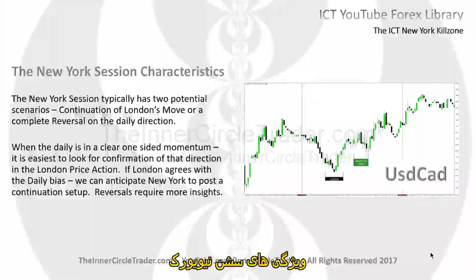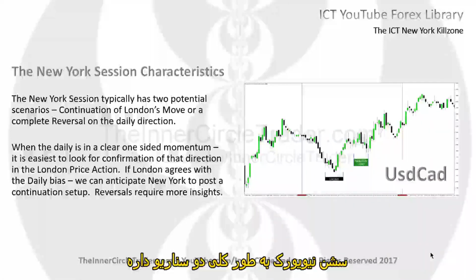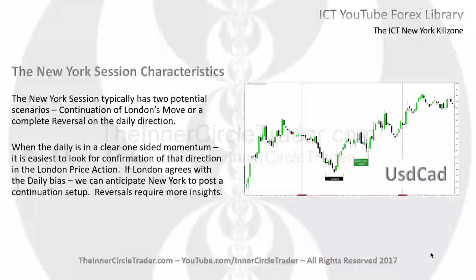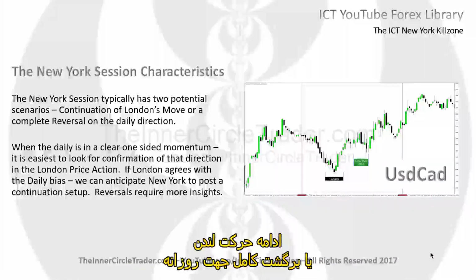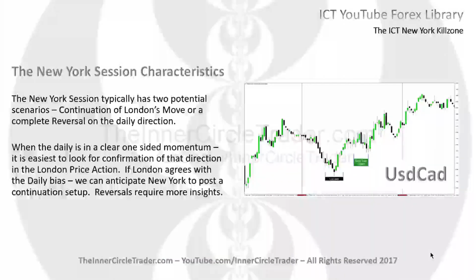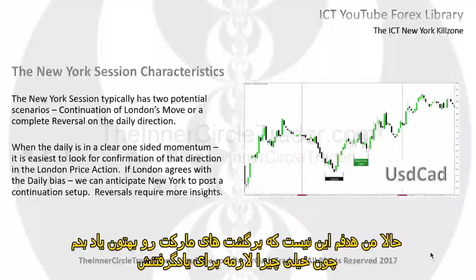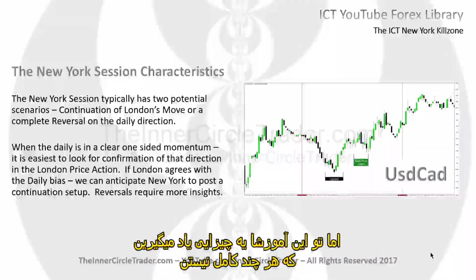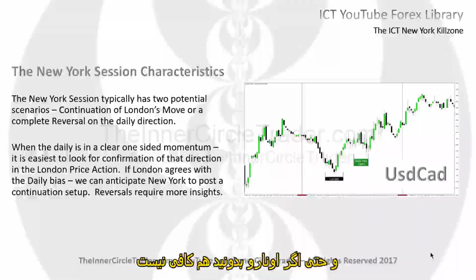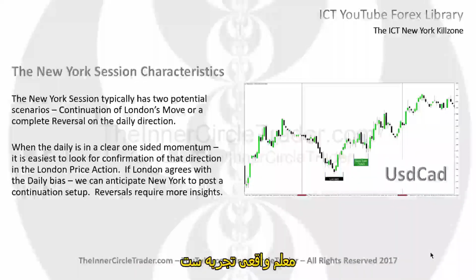The New York session characteristics. The New York session typically has two potential scenarios: continuation of London's move or a complete reversal on the daily direction. Now, it's not my goal to teach you market reversals because, quite honestly, there's a lot of things that are required to do that. But there's some things in the tutorials that will help you, but it's not going to be complete science because it takes a lot of information and a lot of teachings to supplement those conditions, and even then it's not going to be clear to you. Experience is going to be the teacher, if you will.